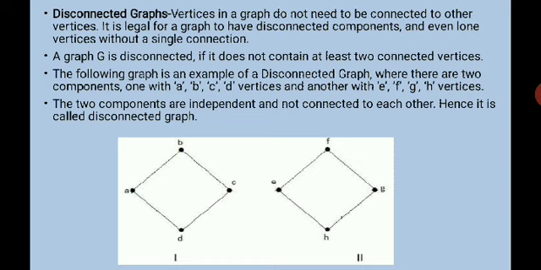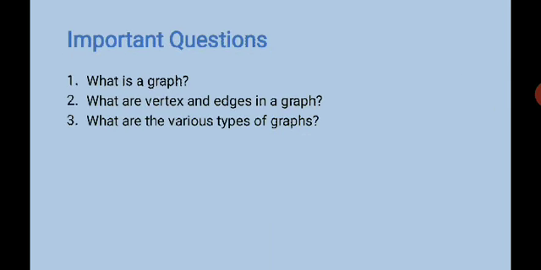If any two vertices are there which are not connected, then it becomes a disconnected graph. So this is an example of a disconnected graph. We have A, B, C, D and E, F, G, H as vertices, and they are two independent parts, and there is no connection between them, the C and E part. So now it becomes disconnected, right?